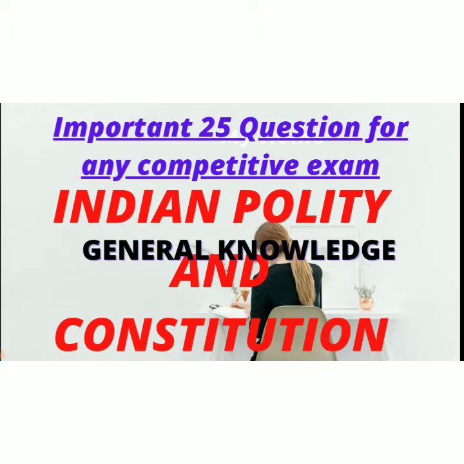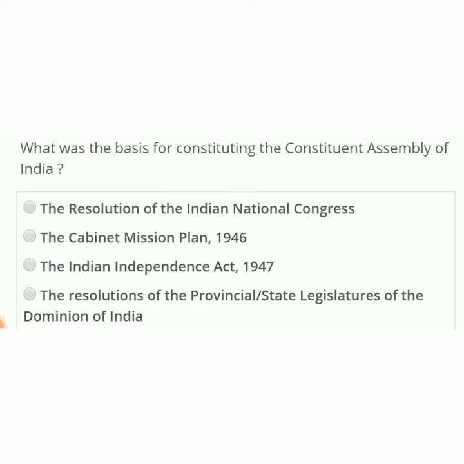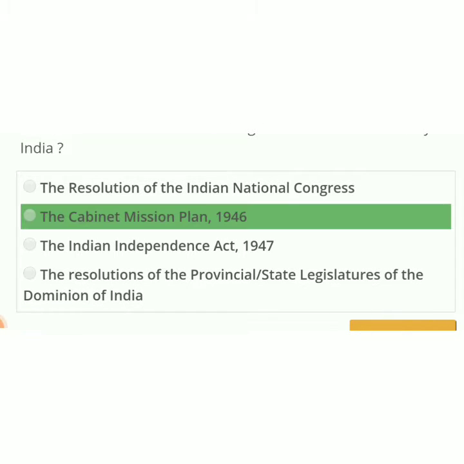Let's start the topic. Our first question is, what was the basis for constituting the Constituent Assembly of India? The options are the resolution of Indian National Congress, the Cabinet Mission Plan 1946, the Indian Independence Act 1947, the resolution of Provincial State Legislature of the Dominion of India. The correct answer is the Cabinet Mission Plan.